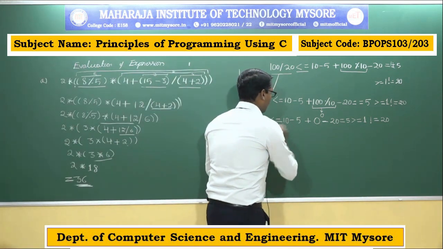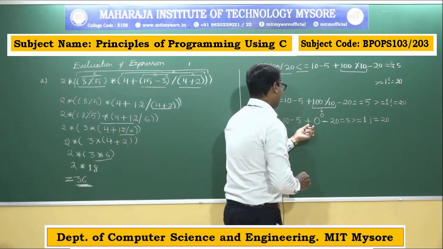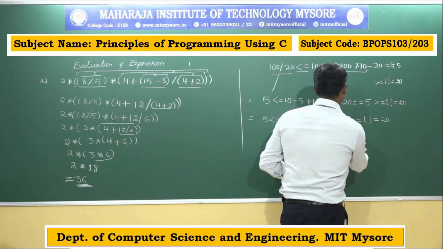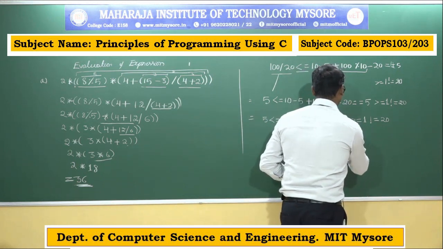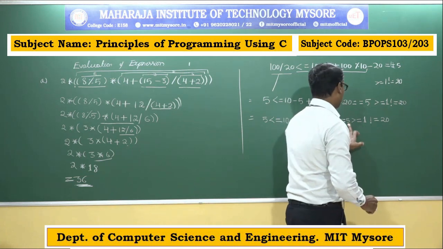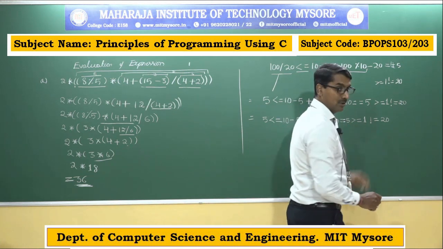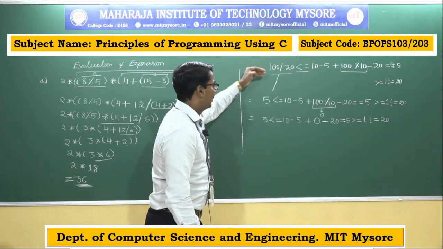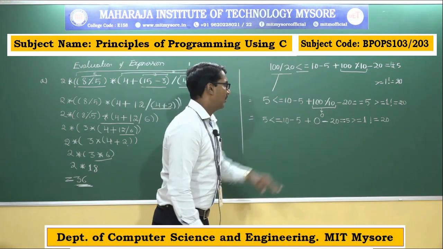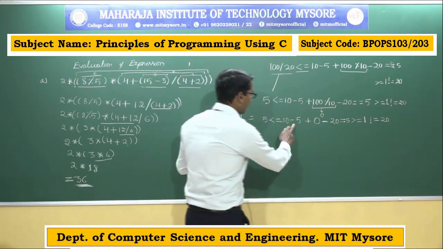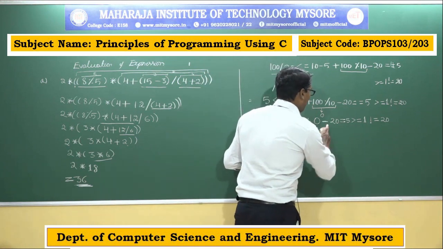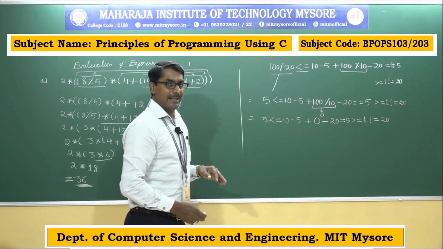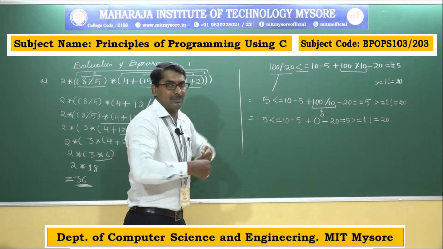Okay, here: 5 <= 10 - 5 + 0 - 20 == 5 >= 1 != 20. Now we have executed the division operation and modulus operation. Next are the subtraction, addition, subtraction operations. Here both operators have the same precedence, the same priority, so the evaluation starts from left to right.